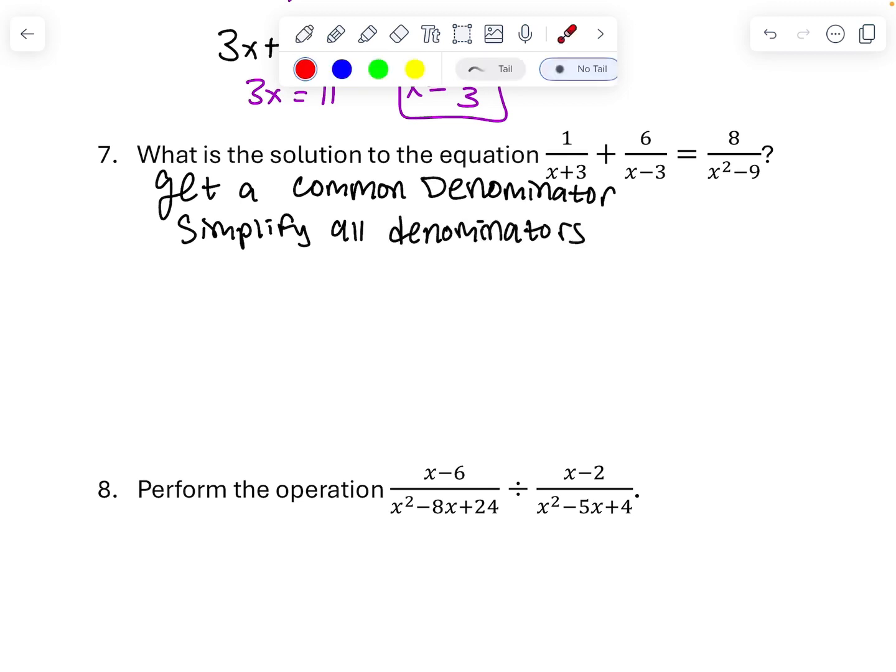So here I'm going to look left to right to see if there are any denominators that I can simplify. So I have x plus 3, can't really do much to that. X minus 3, can't do much to that. But I see an x squared minus 9. If you remember, we can do something very special to that.